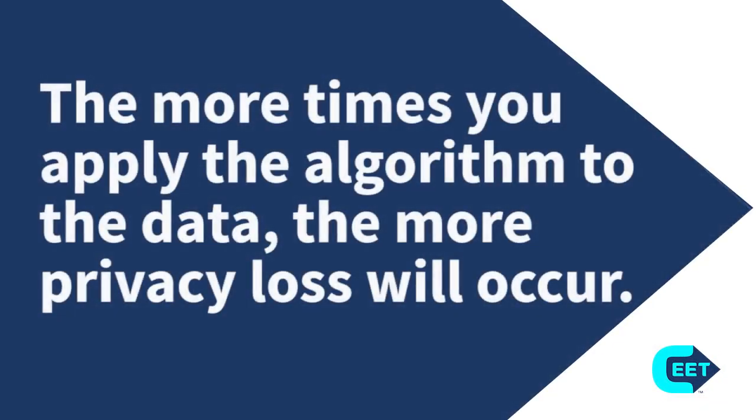The more times you apply the algorithm to the data, the more privacy loss will occur. The smaller the value of epsilon, the fewer times you can access the data before privacy is lost. This is similar to playing the kids' game I Spy or Hot and Cold. With repeated questions, you get more information that helps you determine the correct answer.